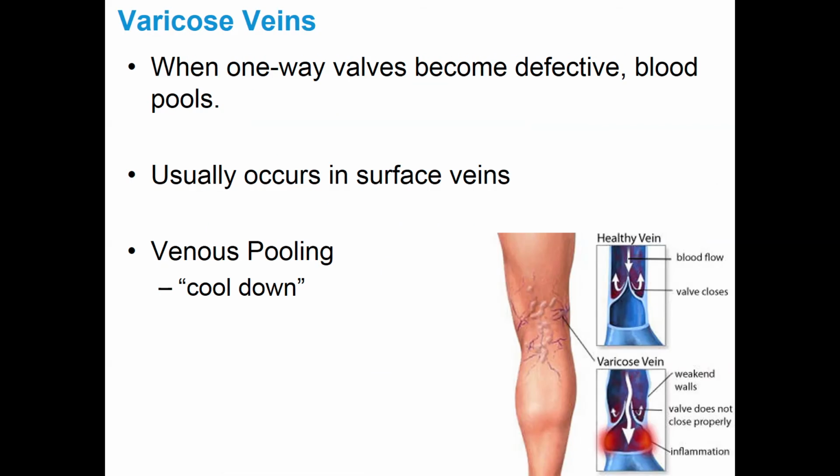All right, so varicose veins, just as an aside. Varicose veins are what happens when one of those valves that I mentioned becomes defective, and so you start to get pooling of blood in that vein.